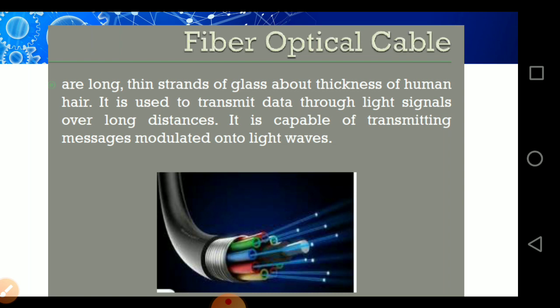It can transmit the data through light signals over long distances. It is capable of transmitting messages modulated onto light waves. Modulated means that the data is embedded in the light waves, and the light waves are sent. So the speed of the data transmission is much faster than the other types.